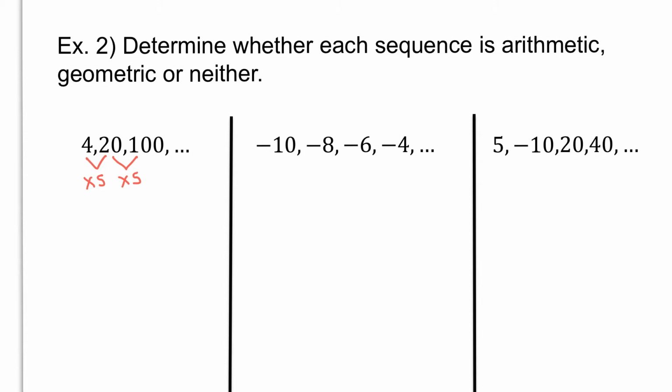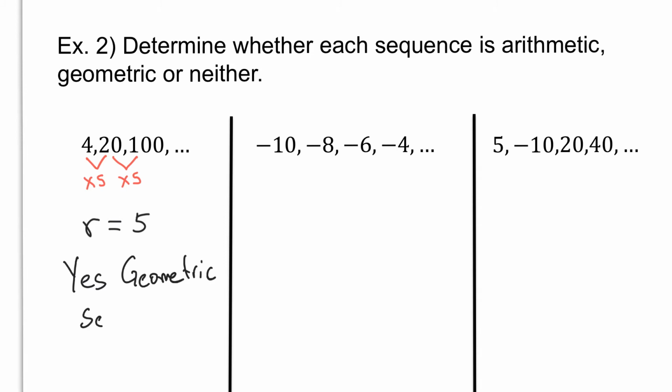And let me write down the common ratio. My common ratio is 5 because that's the number we are multiplying. If you take the second term, 20 divided by the first one, 20 divided by 4 is 5. So I'm going to put yes. This is geometric.